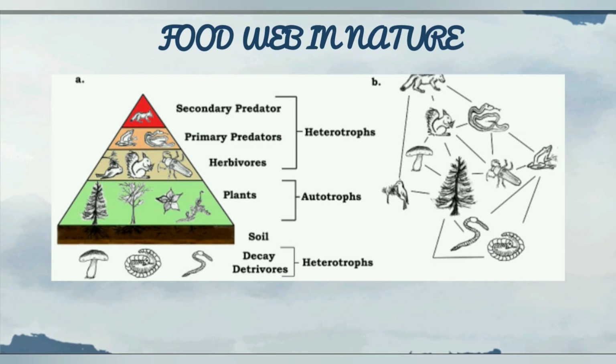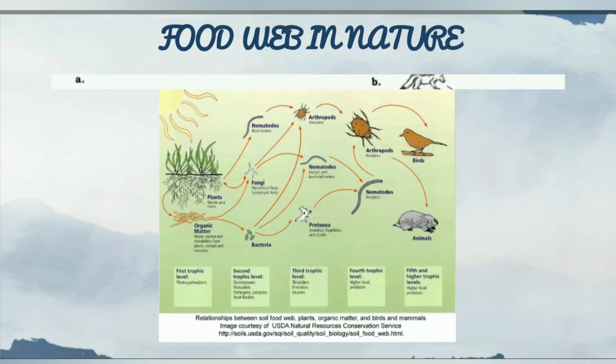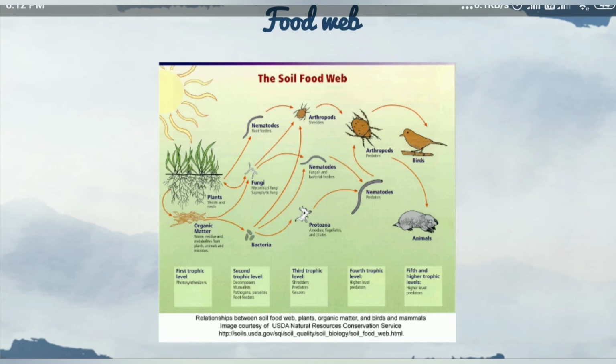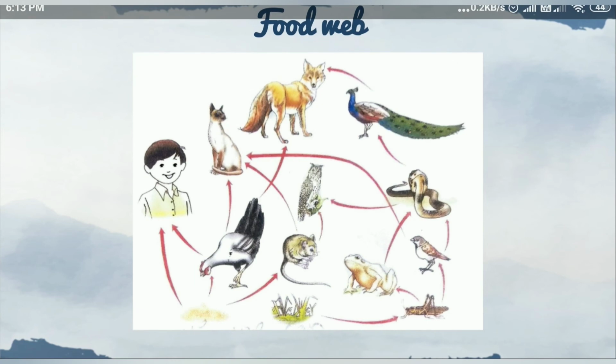This is a food web in nature. This is a food web in soil. And this is the most common food web we often see everywhere.